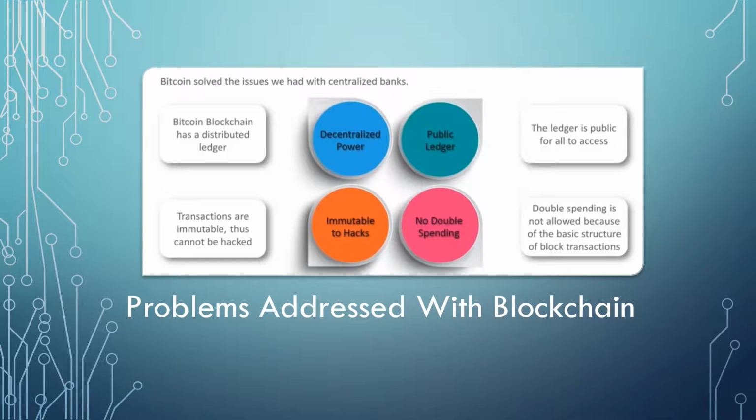Now the fourth and final problem is double spending. How this is taken care of, I will explain in the case study. Okay, so double spending, I'll explain the problem. Double spending is a very common problem. What happens is, let's say I have 500 rupees in my account, and at the same time I initiate two transactions of 500 rupees. Both transactions will take place successfully, but since I only have 500, this is not correct. This problem is also addressed with blockchain.